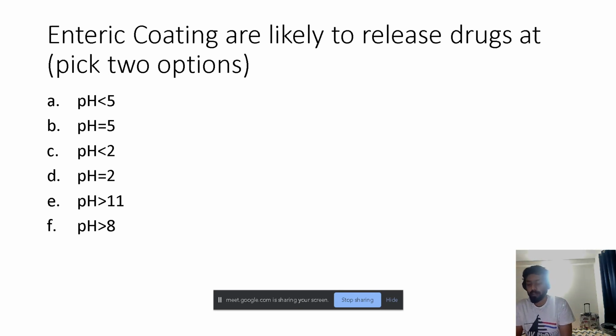And based on that, they're asking us to pick two correct options where the drug would most likely release. So it would definitely not release at acidic pHs. If anything, it will release at neutral or basic pHs. So pH greater than 11 and pH greater than 8 are the correct options.